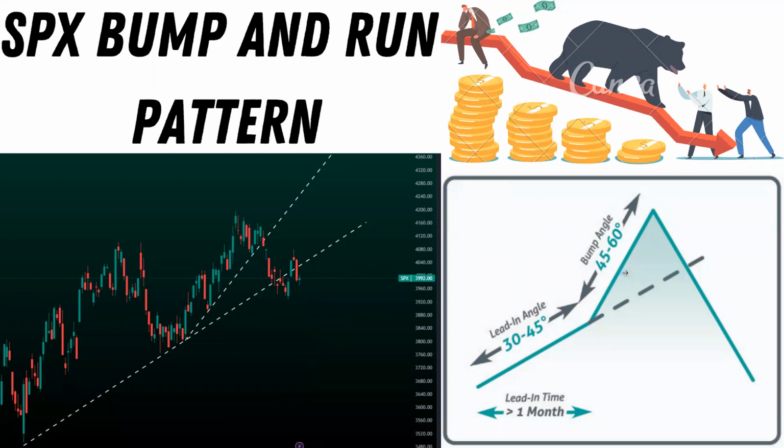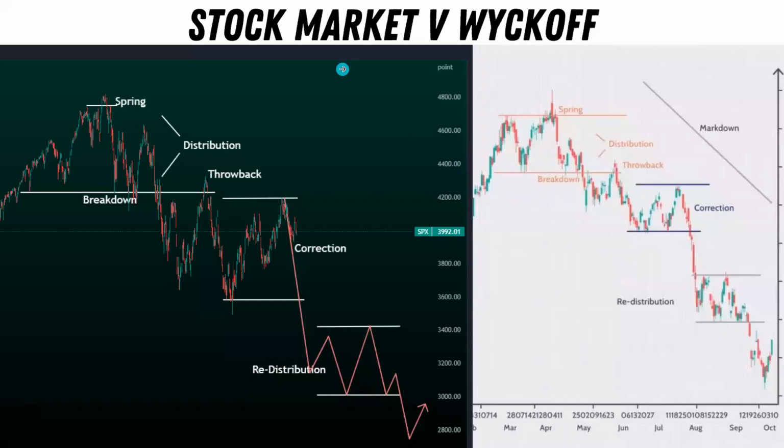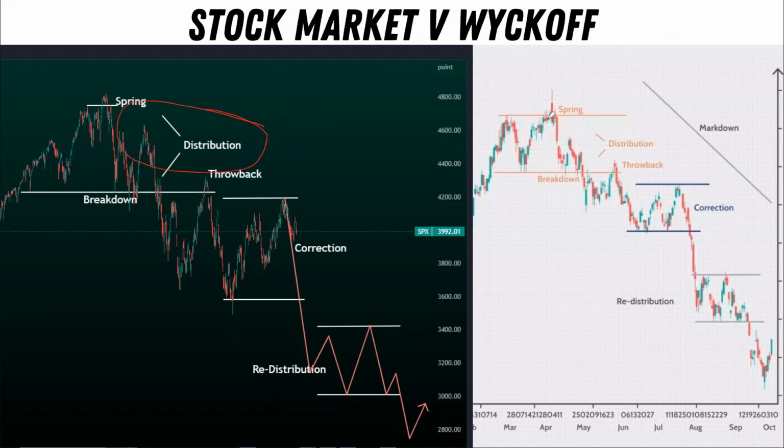But this isn't the only bearish pattern we have. Look at this as well. This is the SPX weekly chart, and it's following the Wyckoff method right now. So the Wyckoff is over here to the right, and then we have the SPX weekly chart. We can see that we have all the phases so far. We have spring, and then we have distribution. Take a look at spring, take a look at distribution. Almost looks identical to the chart here.